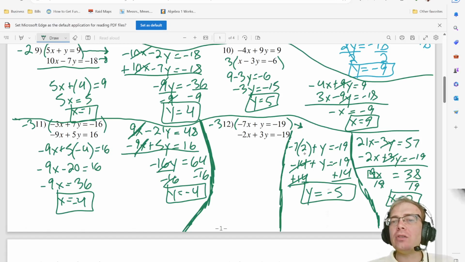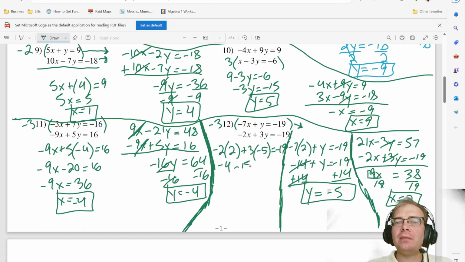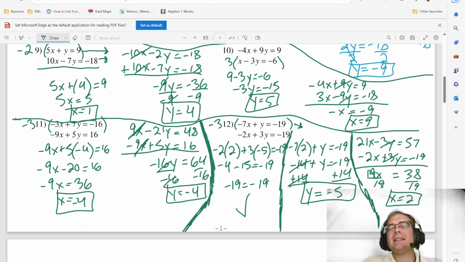Okay, so since I used the first equation to finish up the problem, I'm going to use the second equation to check. Right, so -2, plug in x, plus 3, and plug in y. Okay, and this is how you check. -2 times 2 is -4. 3 times 5 is 15, so that's -15. And what is that going to be? That's going to be -19. That's how you check it.